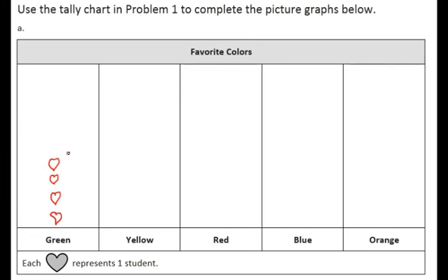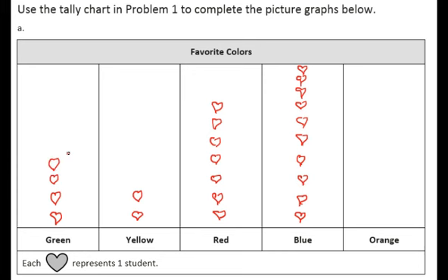For yellow, we had 2 students, so I'll draw 2 hearts. Red had 7 students. Blue had 10 students. And orange had 2 students. And again, that key was important. Each heart represents 1 student.